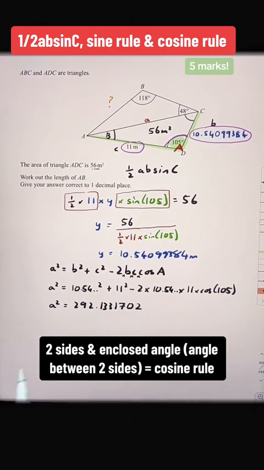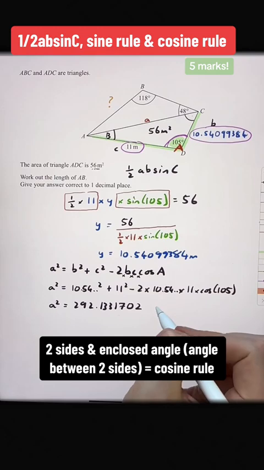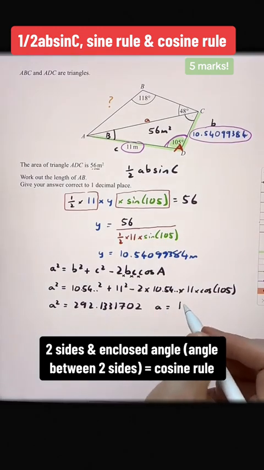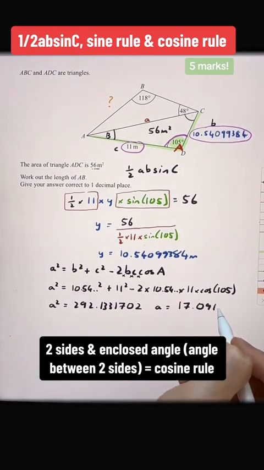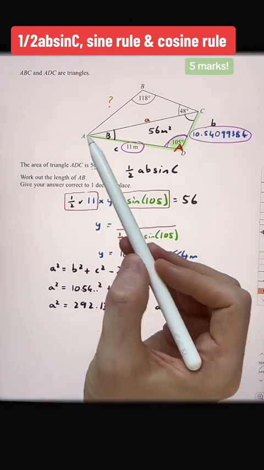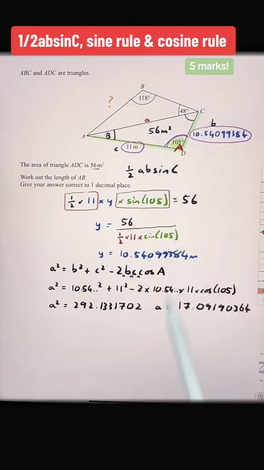292.1331702. As that's a squared and I want the value of a, I'm going to therefore square root my answer, and therefore the value of a comes out to be 17.09190364. Now I have my value for a, which is the length of AC. I can go back and label that on my triangle.